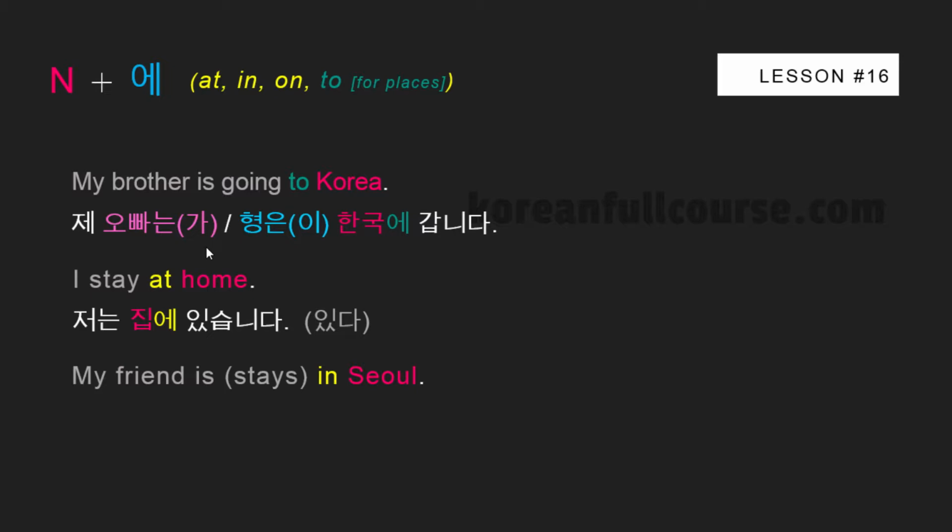The next example is my friend is in Seoul. He is located or stays in Seoul, right? So here we also need to use the verb 있다. 제 친구는 or 친구가 서울에 있습니다. My friend, Seoul, in, have or stay. Okay? You can also use the preposition 에 multiple times in a single sentence.